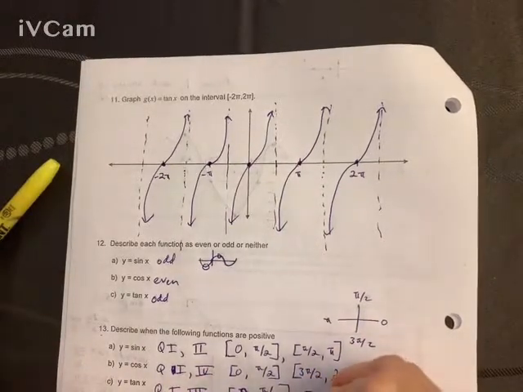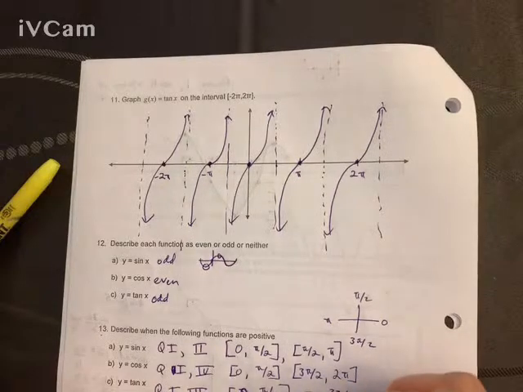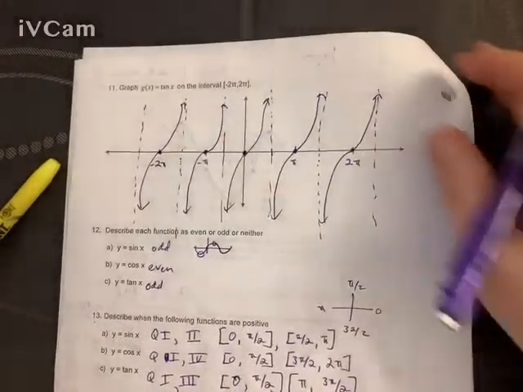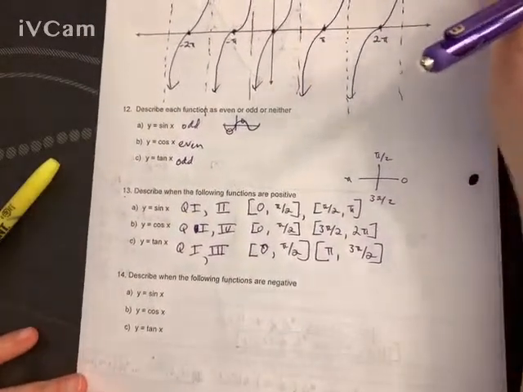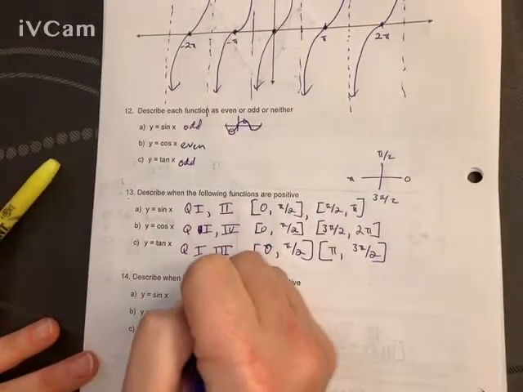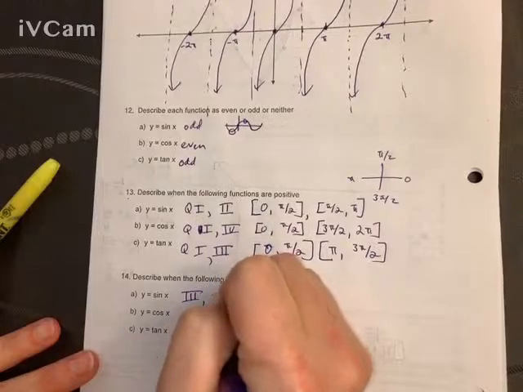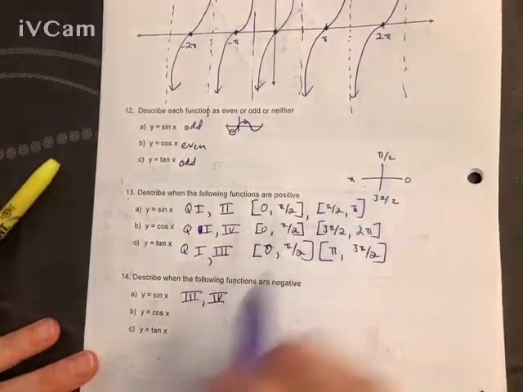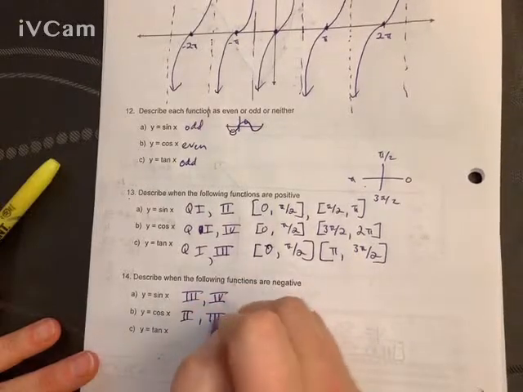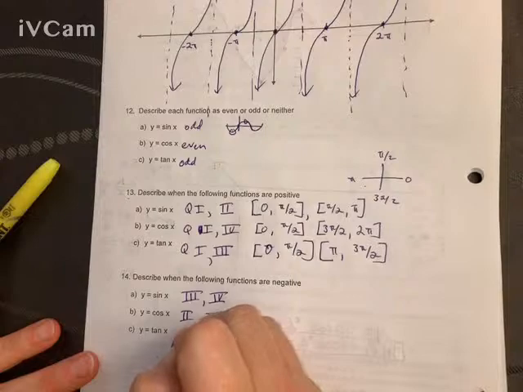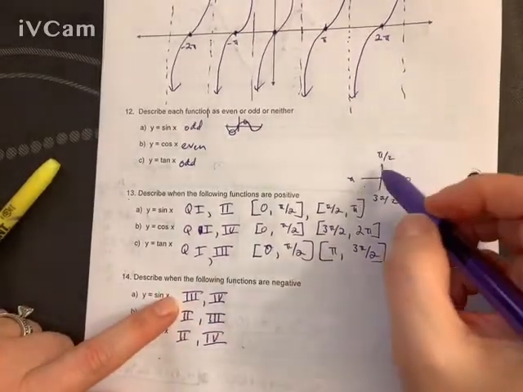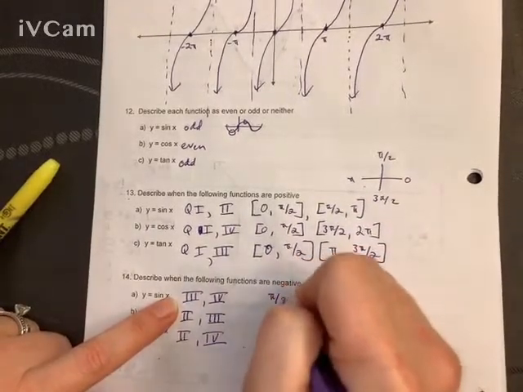And then pi. Oh, shoot. Well, you're supposed to tell me you can't see the bottom. Thanks a lot. Describe when the following functions are negative. So this is going to be quadrants 3 and 4. Because take calculus. Quadrants 2 and 3. Quadrants 2 and 4. So quadrants 3 and 4, because they're connected, I can write them with one interval.